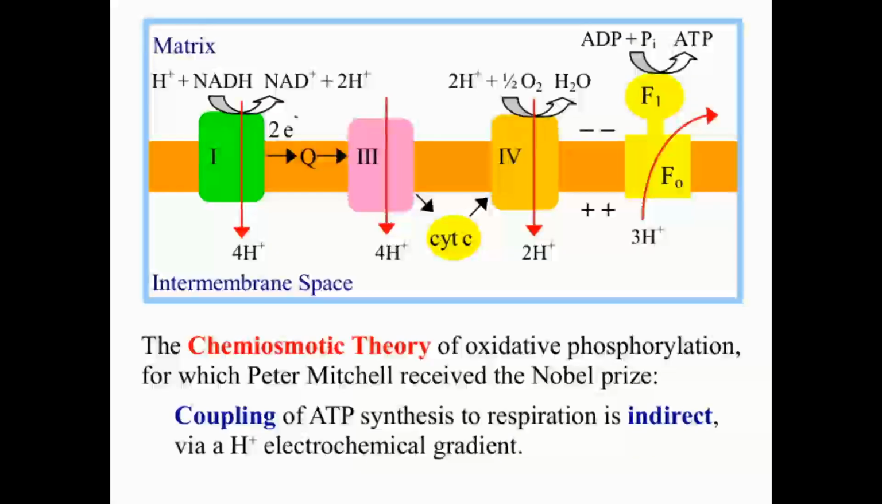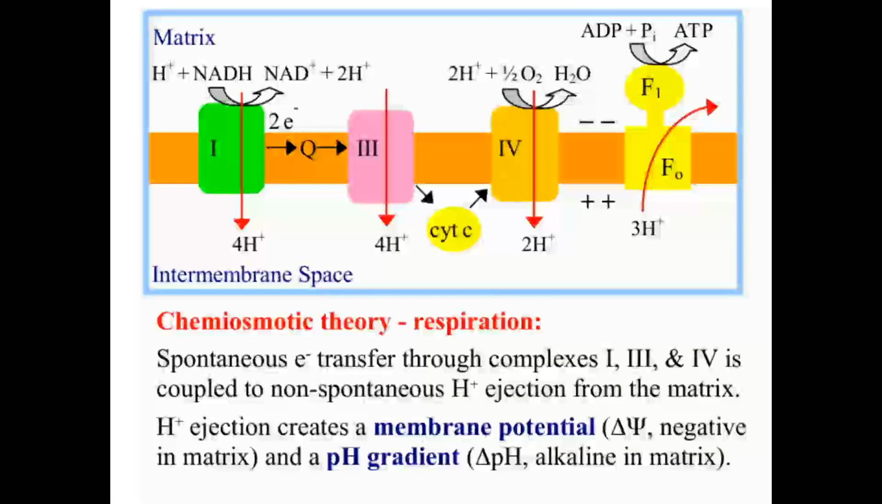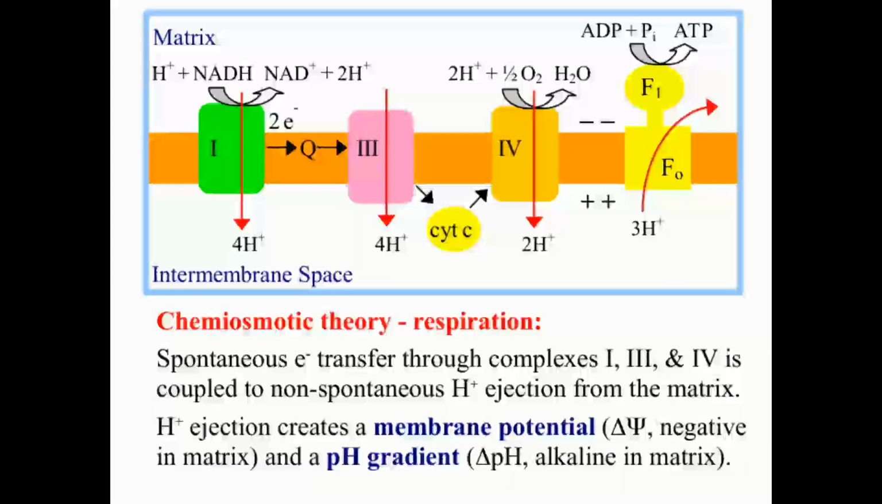What happens here is that electrons are transferred spontaneously through complexes I, III, and IV. Now, this electron transfer is coupled to a process that isn't spontaneous on its own. Specifically, the ejection of H+ ions from the mitochondrial matrix. This coupling is crucial because as H+ ions are pumped out, it creates two important things.